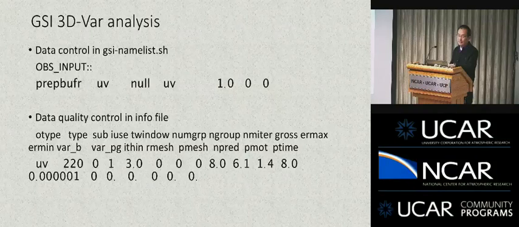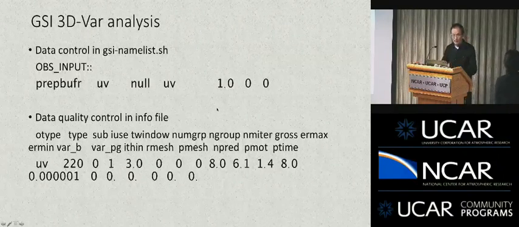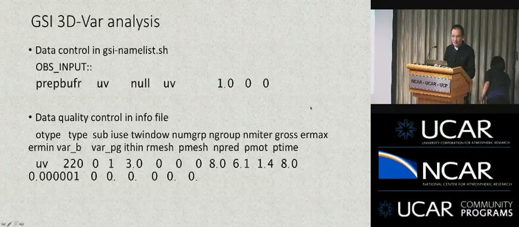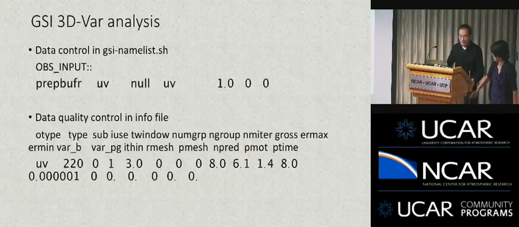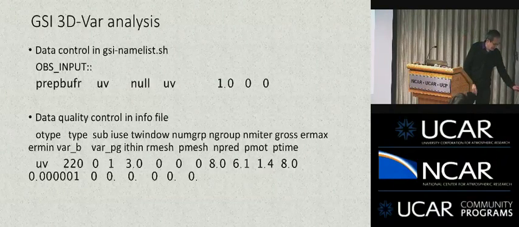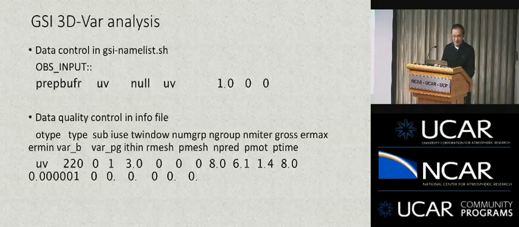So here is the prepbufr data. It's from one, which means it's tech. Another control, quality control. Another control is in the info file. So here we convert the various data and treat them as a 220 type in the prepbufr, to make sure it gets in.